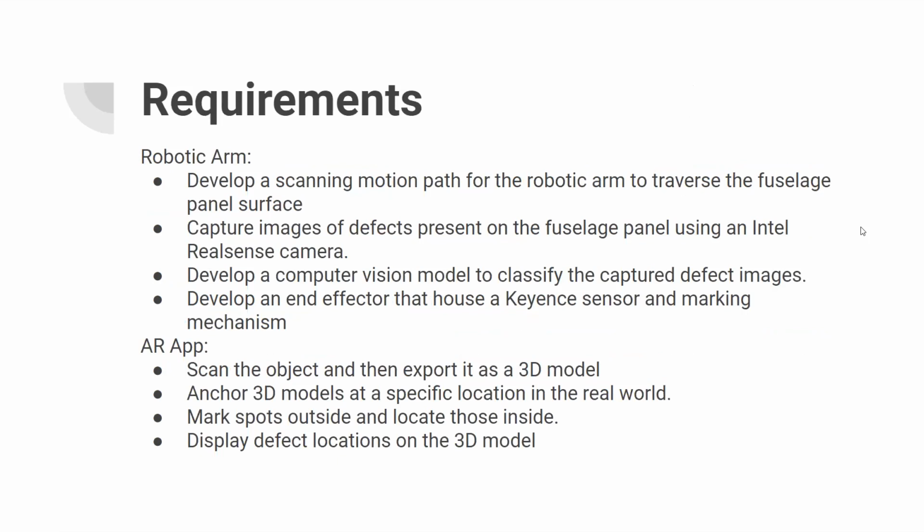So these are the requirements of our project. For the robotic arm, we needed to develop a motion path to traverse and scan through the entire fuselage. Then we needed to capture images of defects using the Intel RealSense camera and develop a computer vision model to classify those images. And in the end, we had to develop an end effector that would house a sensor and a marking mechanism.